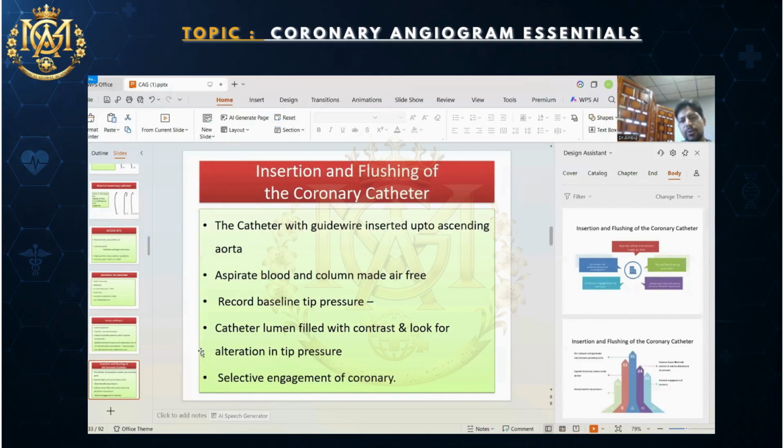The catheter lumen is filled with contrast, and we have to look for alteration in tip pressures. There should not be any air after you go into the ascending aorta and aortic root. You have to make sure you back bleed the whole system so that there is no air. And after back bleeding, you have to fill the lumen of the catheter with contrast. The whole system should be airtight before putting the contrast in the coronary arteries.